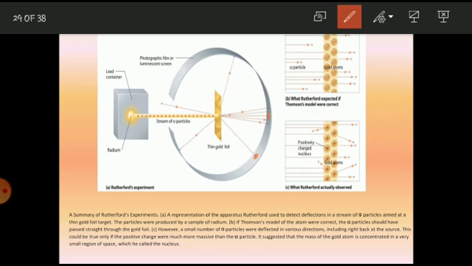Okay, did you understand the experiment? When the alpha particles strike the thin gold foil, maximum alpha particles pass through the thin gold foil, few are deflected by a small angle and few are deflected by a large angle. Then why does this happen? Okay, why does it happen? Let us try to understand.